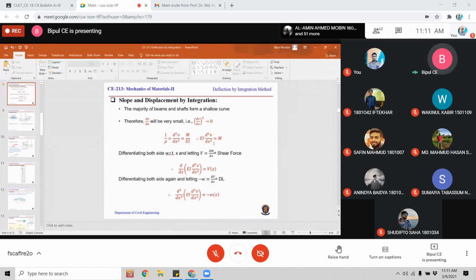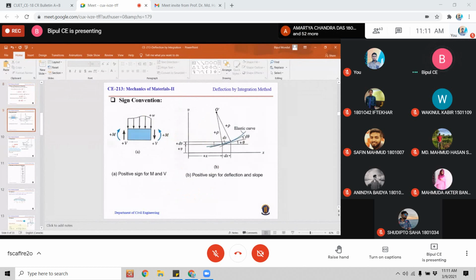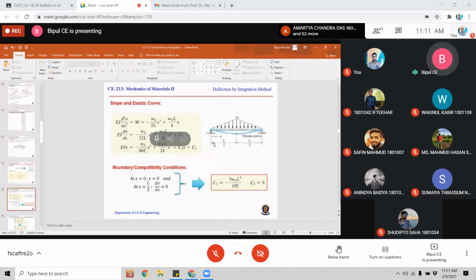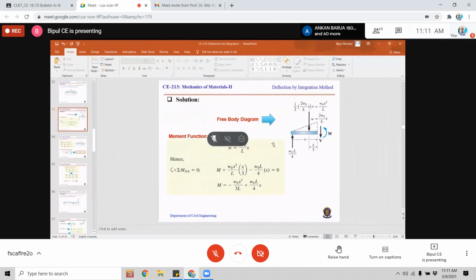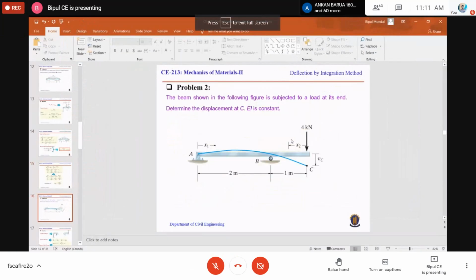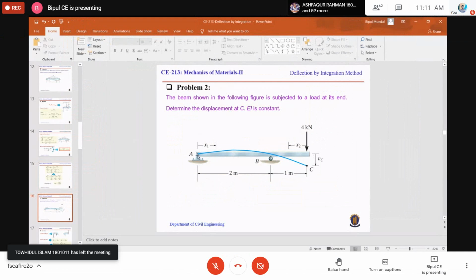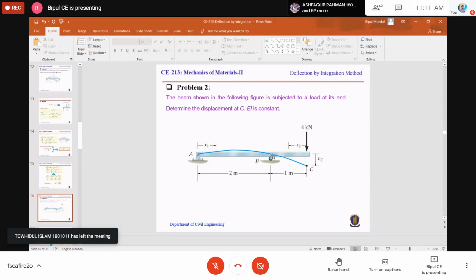Continuity conditions mean the curvature equation or slope equation. In the previous example, we have seen that for this problem there are two segments. One segment is from A to B, another segment is from B to C. So from A to B there is no extra variation, and from B to C there is no variation except the applied load.